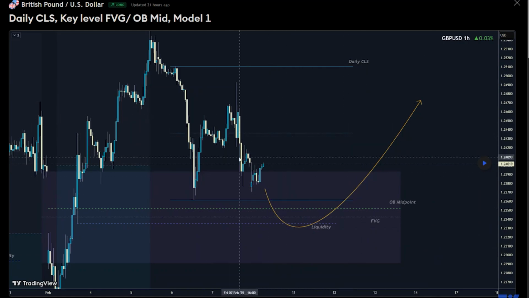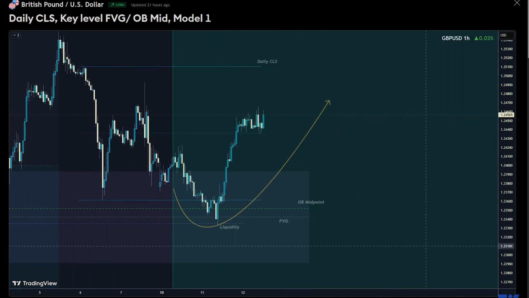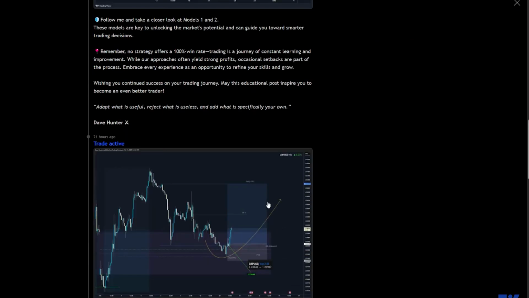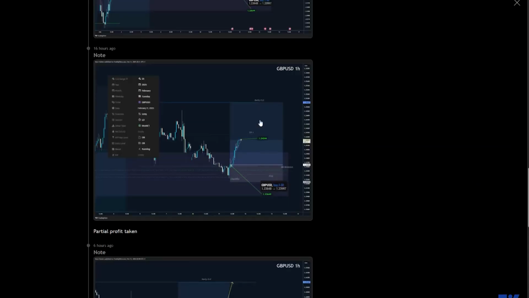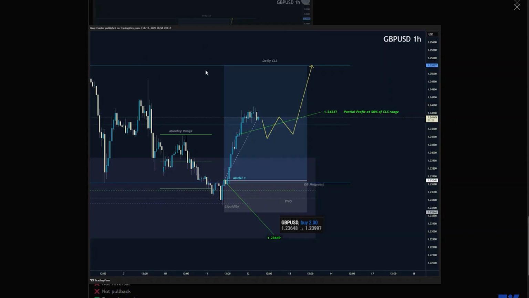So this is the analysis where I was expecting the price to drop lower into this FVG and the liquidity on this level. And that's where I was expecting the price to react and go higher, right? As you can see, it's happening right now. In most of my posts, I'm updating what's going on, right? So you can see I have entered in here. Then the trade was developing. I took partial profits above the previous day's highs. It's important. And also currently I'm expecting the price to continue higher.